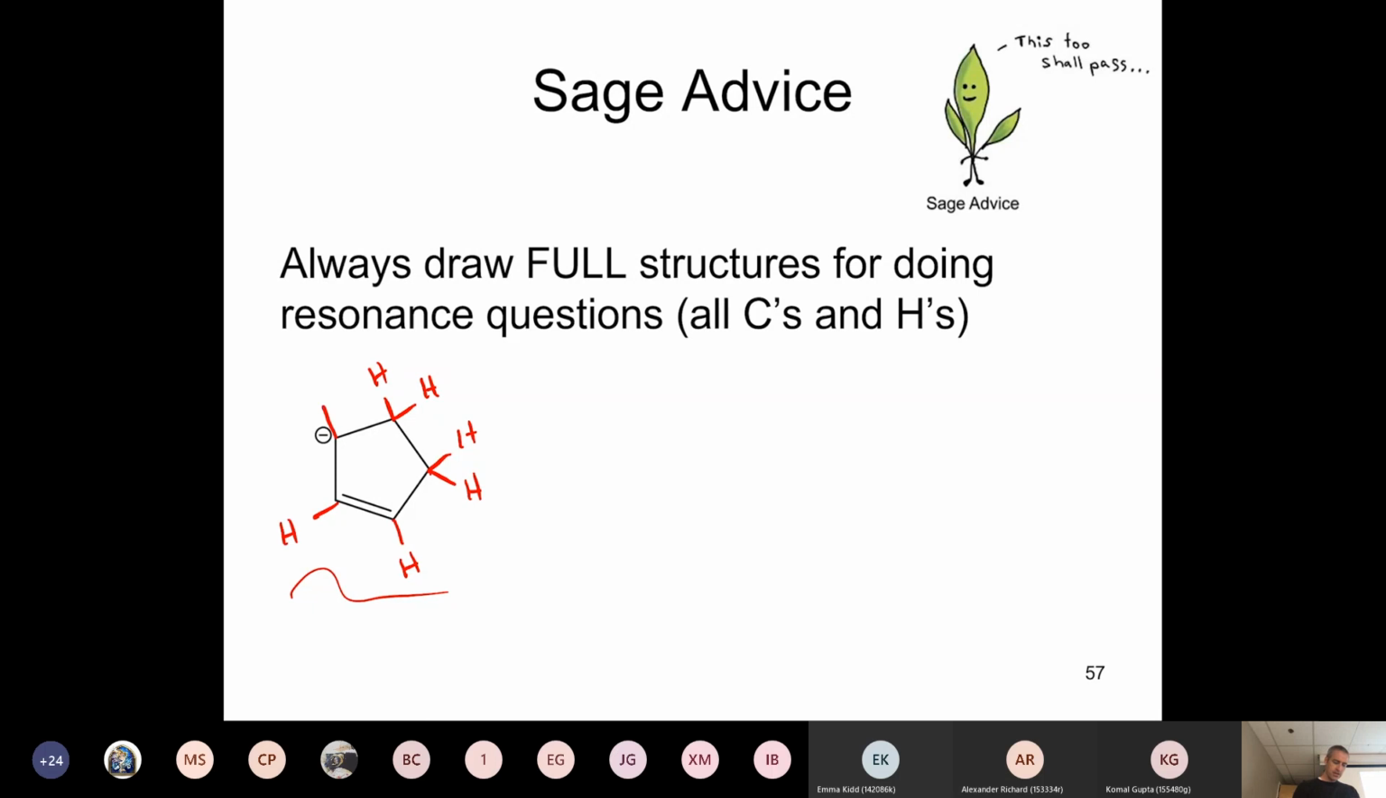How many hydrogens on this carbon? It's just 1. There's 1 and there's a lone pair. How do you know that? Well, it's got a negative charge. You see the negative charge that's in there. You can't have a negative charge and have 4 single bonds on carbon.